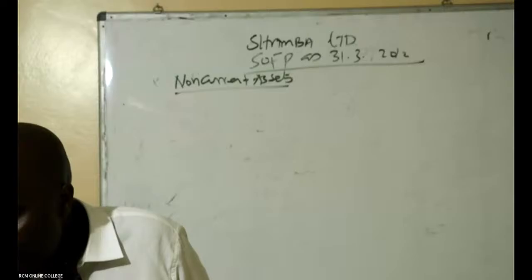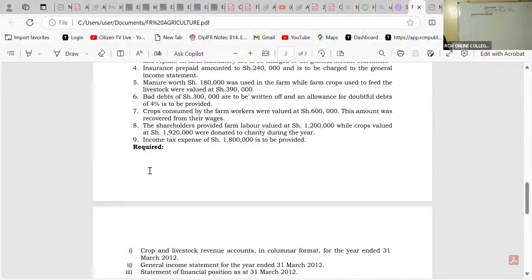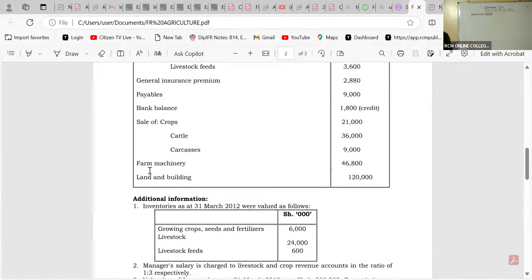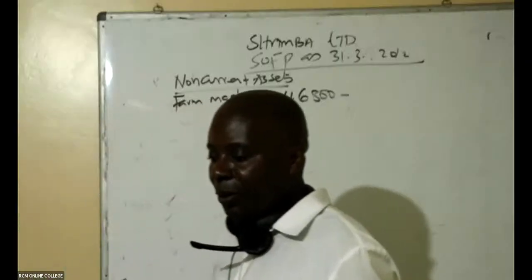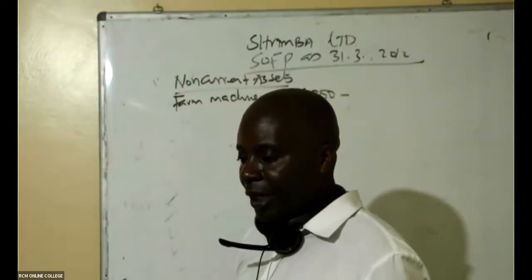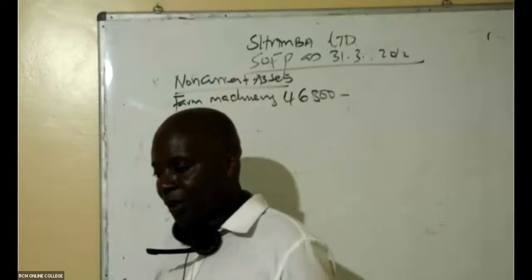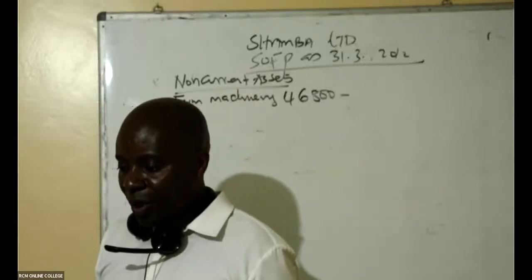If I remember very well, for non-current assets I have some figure for farm machinery. The first one is farm machinery. We have a figure of 46,800, but I'm not stupid. I remember very well that there was depreciation for this farm machinery. Are you able to remember the farm machinery depreciation? How much?